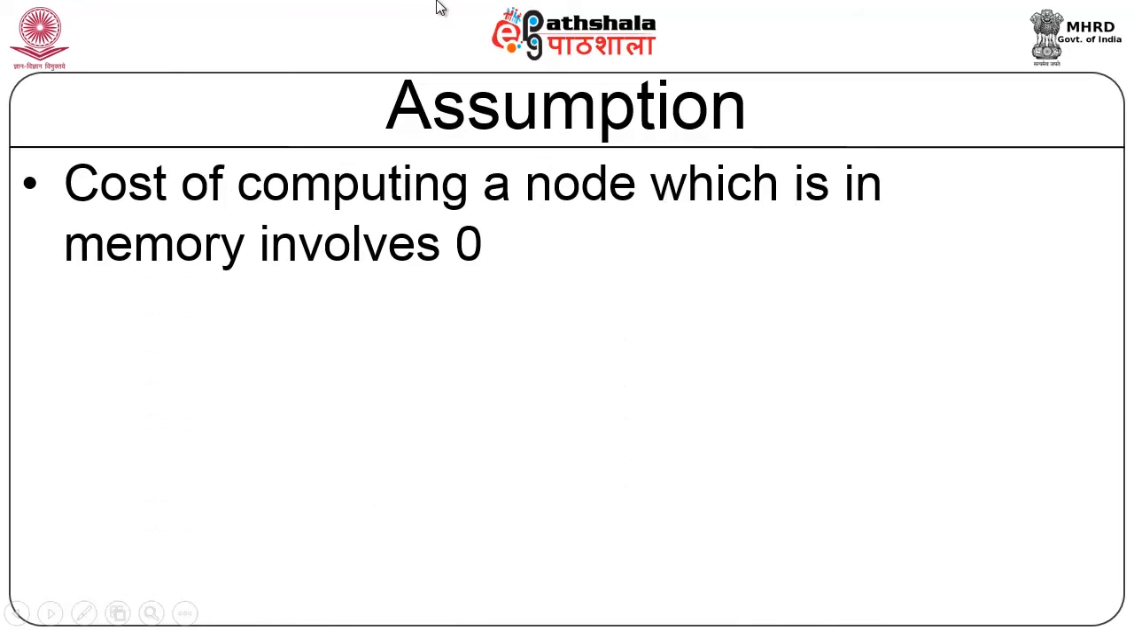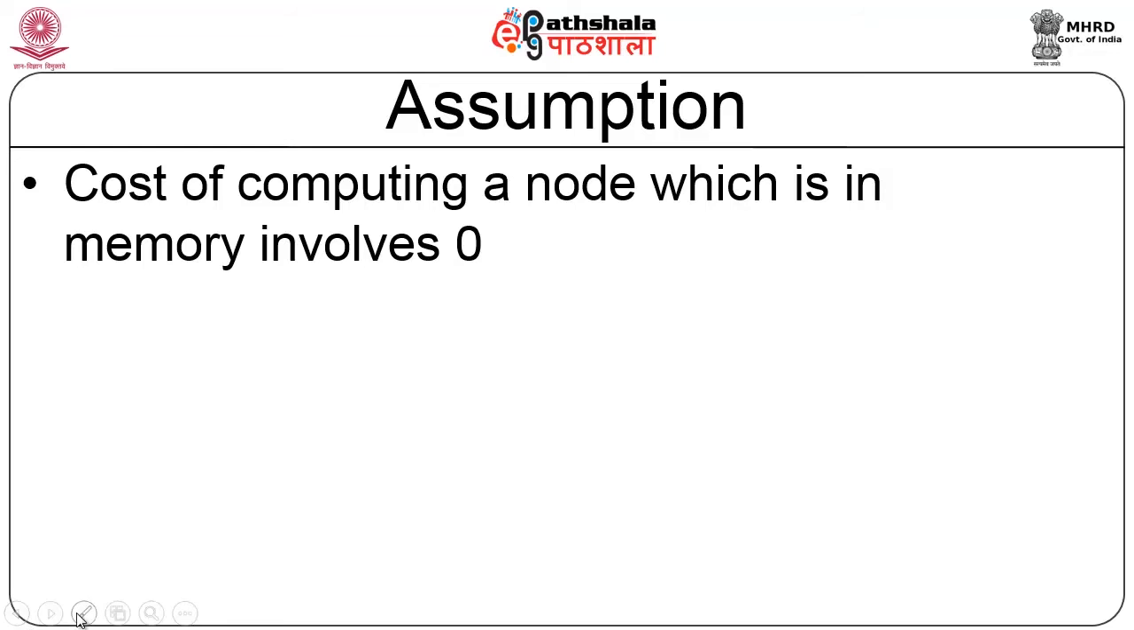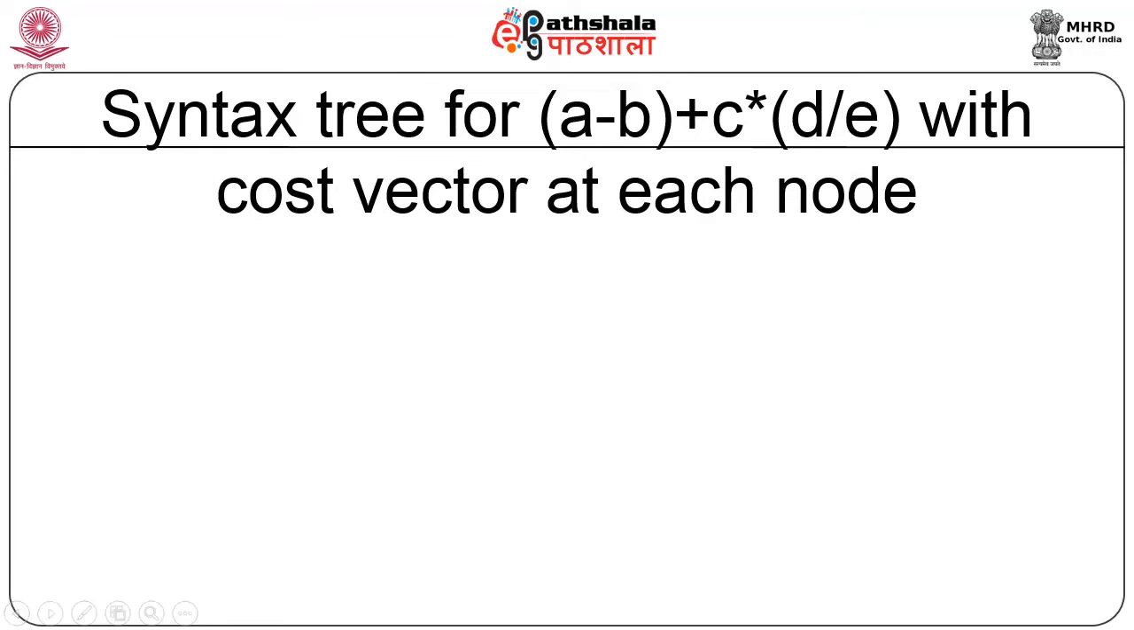So, cost of computing a node which is in memory involves 0. So, if a variable is already in memory, then computing that particular node is going to cost us 0 for memory based instruction. And then we also assume that you have only unit cost for all these instructions. Now, let us look at this example.